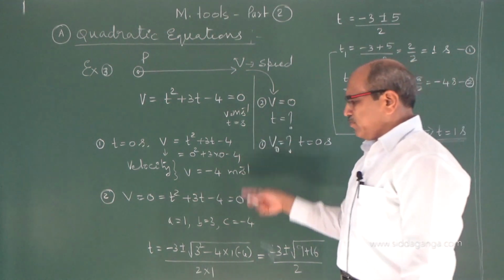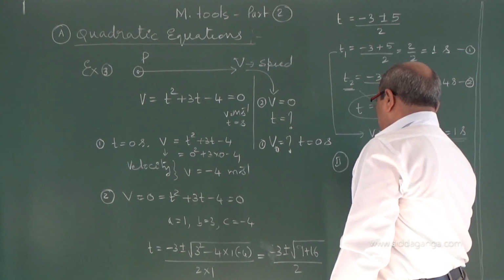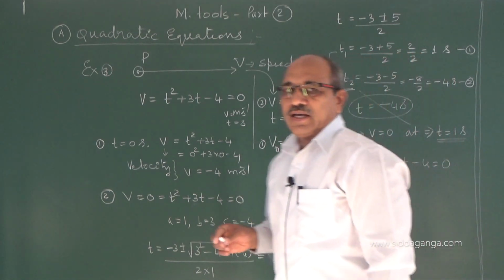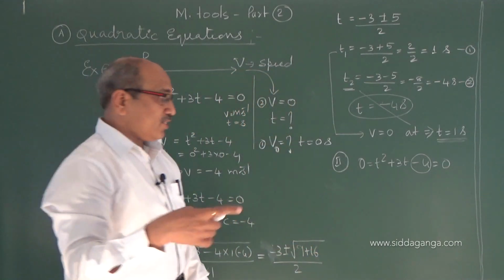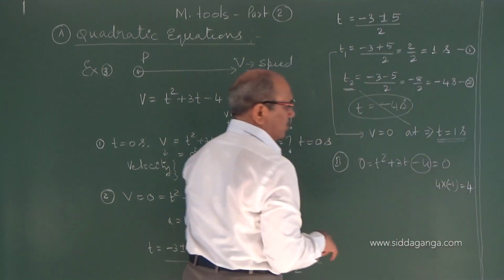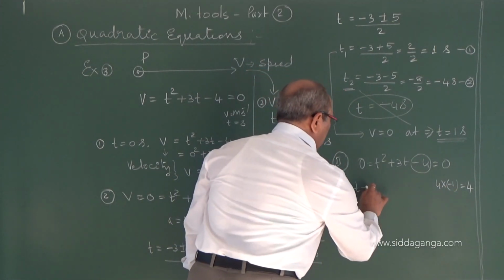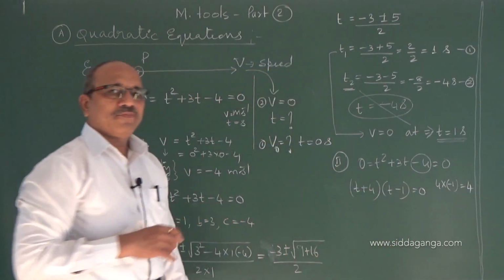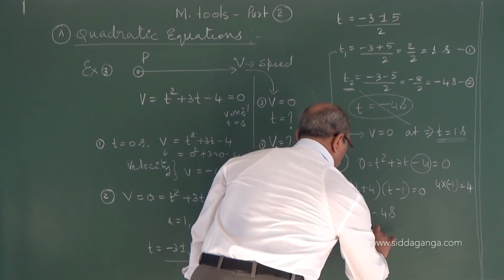In the alternate method, if you do not want to elongate, 0 equal to t square plus 3t minus 4. As I told earlier, this term is minus 4, so I can write 4 into minus 1 is equal to minus 4, and 4 minus 1 is 3, and directly it can be written as (t plus 4) into (t minus 1) equal to 0. Therefore, t is equal to minus 4 second or t is equal to 1 second.